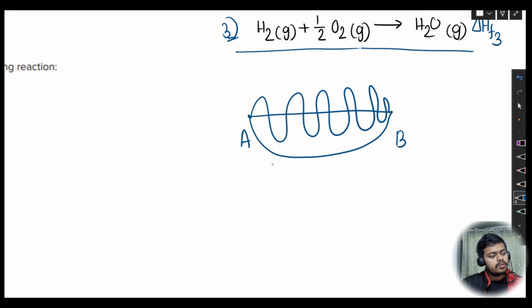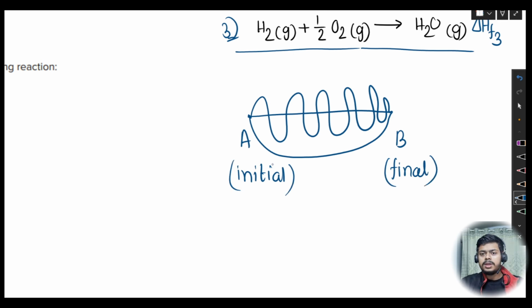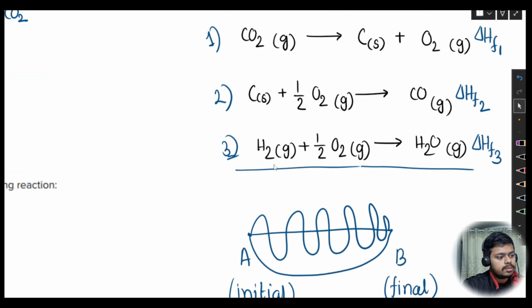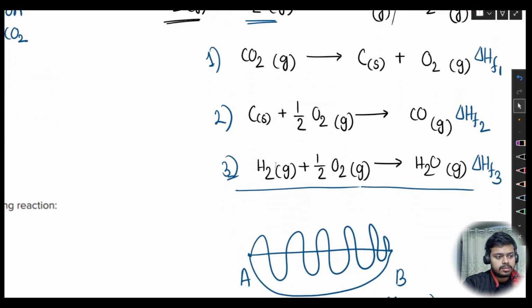The answer would always be the difference between the initial and the final value of my state. Enthalpy is almost like that state. Enthalpy only depends upon the final state and the initial state of your reaction. So it doesn't matter if I calculate the heat of reaction through these heat of formation reactions. It only depends upon the initial and final state.